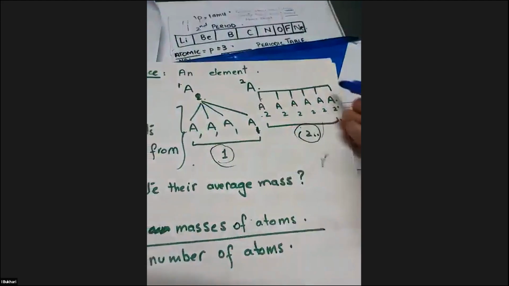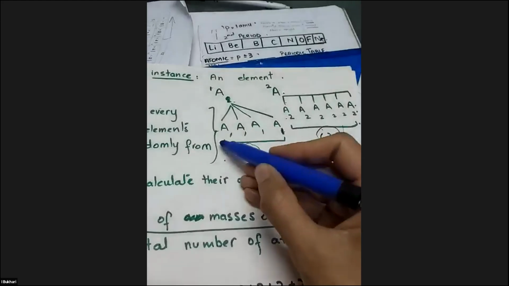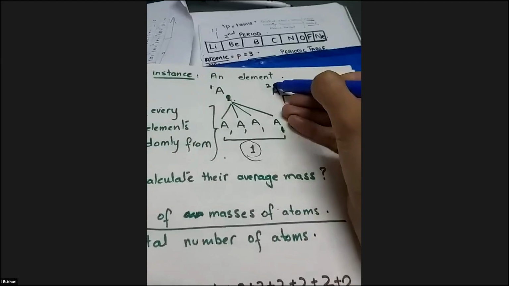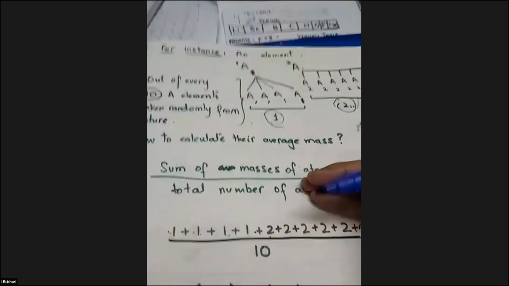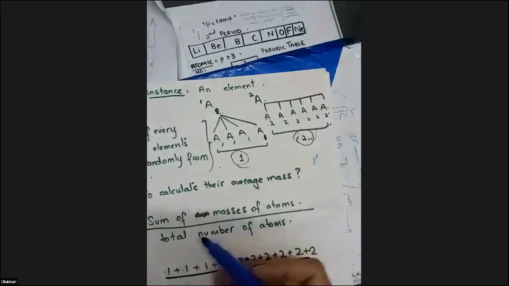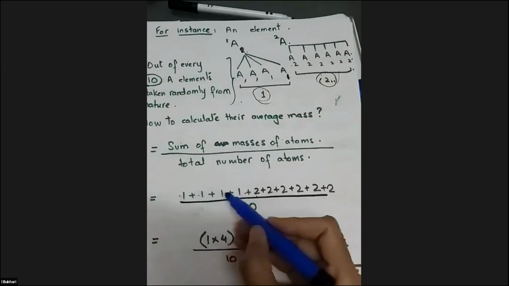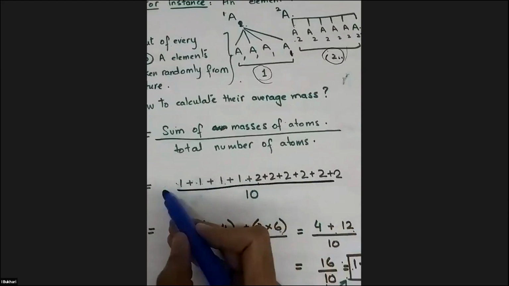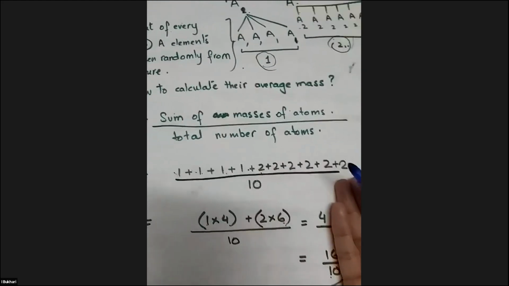Out of those 10 random atoms that I took from various sources in the world, 4 of them turned out to have mass 1, and 6 of them turned out to have mass 2. Now how do I calculate their average? This is simple math. I will add up their masses, and I will divide by the total number, right? Isn't that the way you calculate an average?